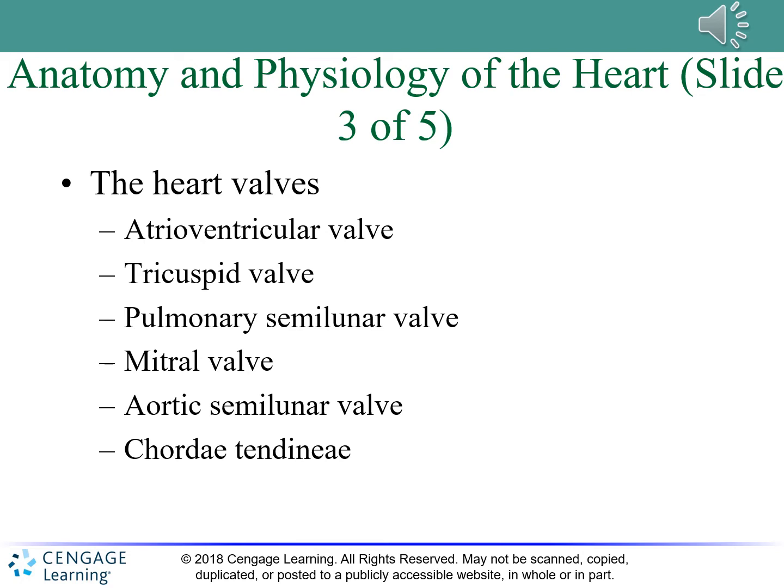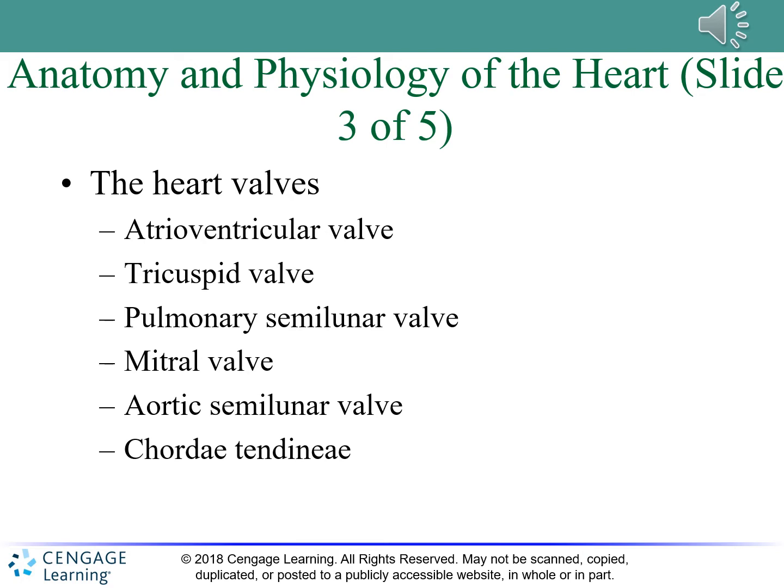Okay, the heart valves. The atrioventricular valve, or AV valve, is located between each atrium and ventricle. There's the tricuspid valve, named for its three leaf-like cusps, so tri meaning three. Then there's the pulmonary semilunar valve, formed by three half-moon shaped cusps, hence the name semilunar. The mitral valve is also called bicuspid because it has two cusps. So bi meaning two, tri meaning three, but the mitral valve is also called bicuspid.